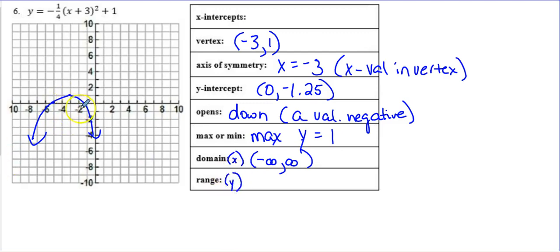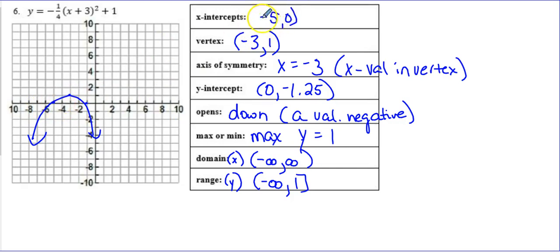Well, it does go forever in a downward direction, but it doesn't go forever in an upward direction. It stops right there at the maximum. So the way we would write that is negative infinity up to 1, and we would use this notation of a bracket because that means that the 1 is included in all those numbers. And the x-intercepts, we already said those are at negative 5.